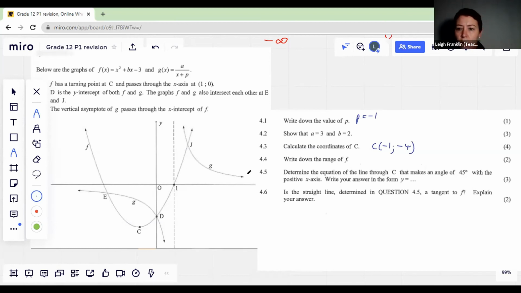Sure, Neopating. Okay, so everybody else, if you're still busy, we've only got 4 minutes to go, so I'm going to have to do this quite quickly. Okay, so you want to calculate the coordinates at C. So Neopating, what is C? C is the what of the parabola?